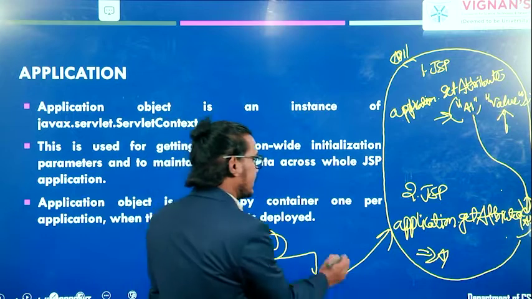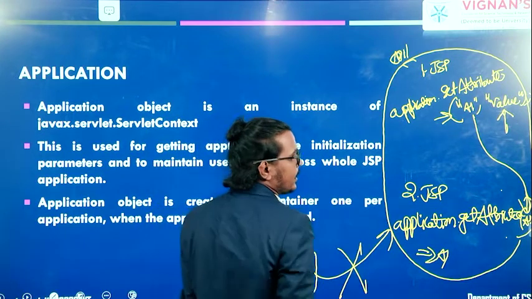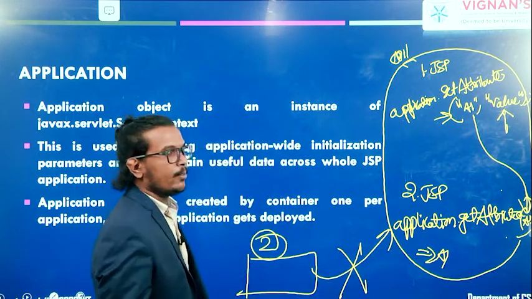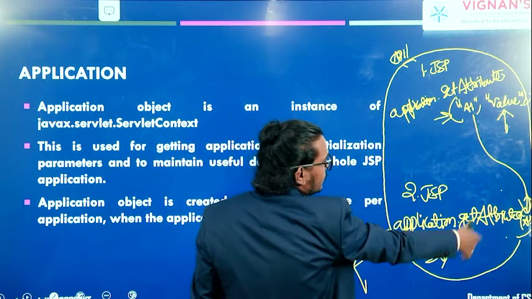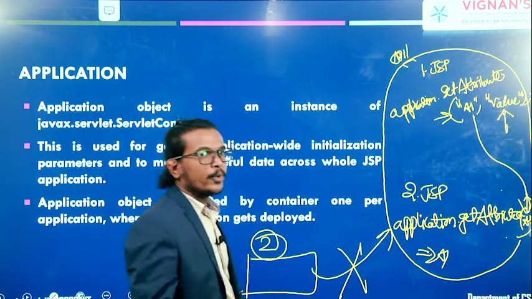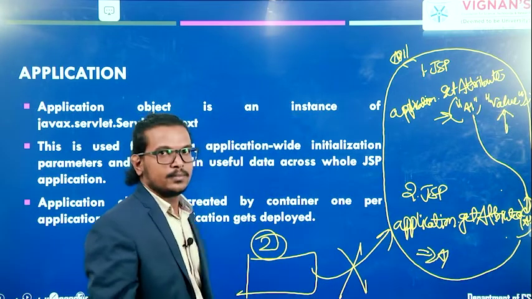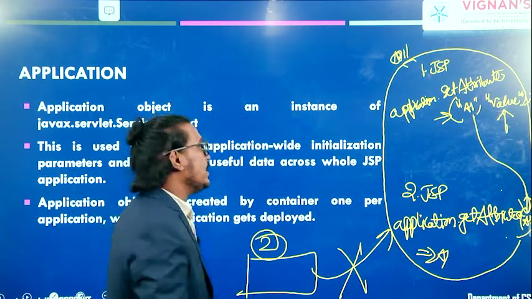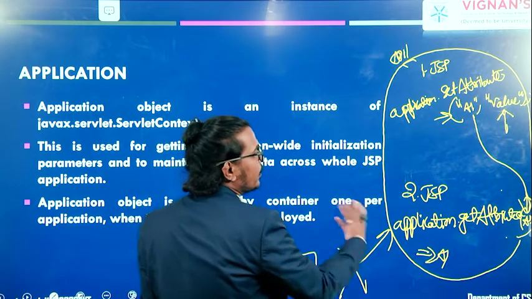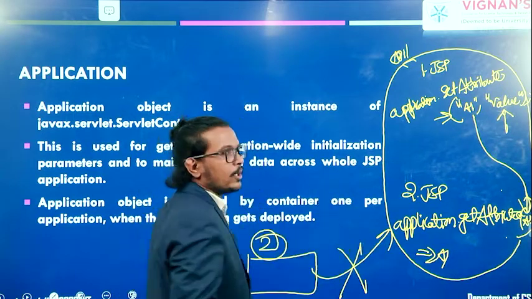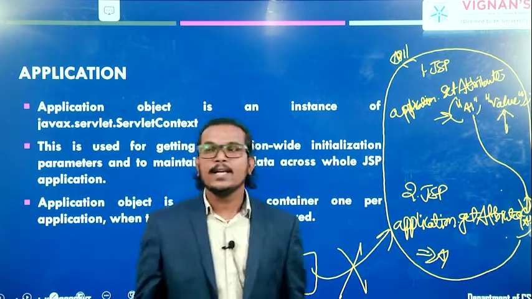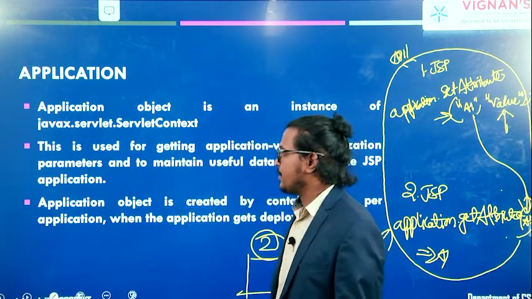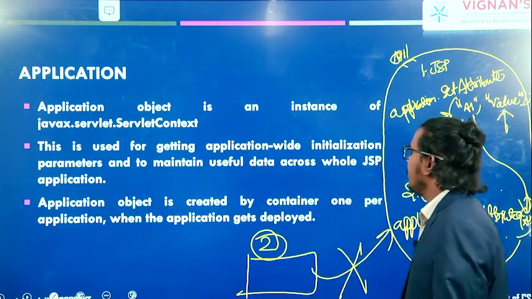If there is no relation between these two pages, and this is an independent application and that is an independent application, in that case the application object will work only in this particular project. Here we cannot access. Clear? Everything that we are doing, we define in the web.xml descriptor file. So that is the use of the application object.